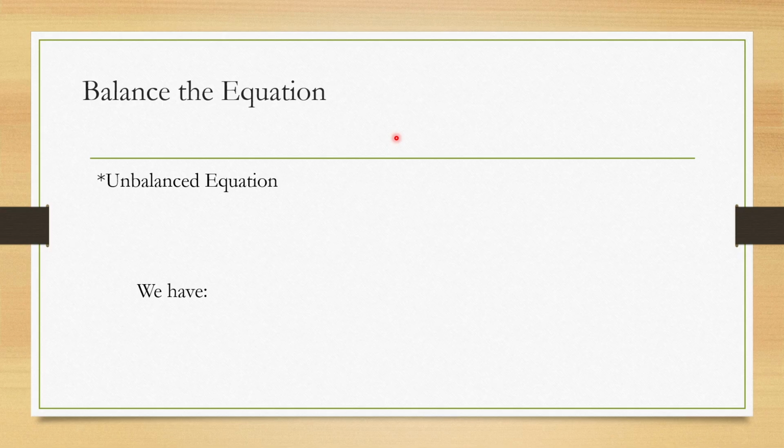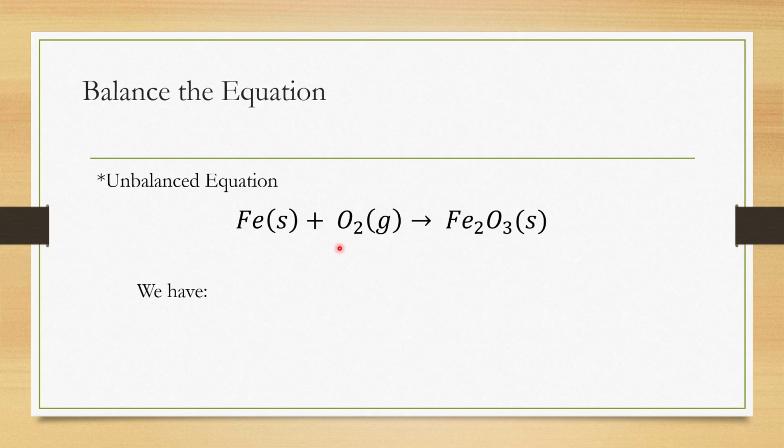This next problem is balancing this chemical equation. So we have iron and oxygen yields iron oxide. In order to balance this, we'll first start off by counting the number of iron and oxygen atoms on the reactant side, and then iron and oxygen on the product side.